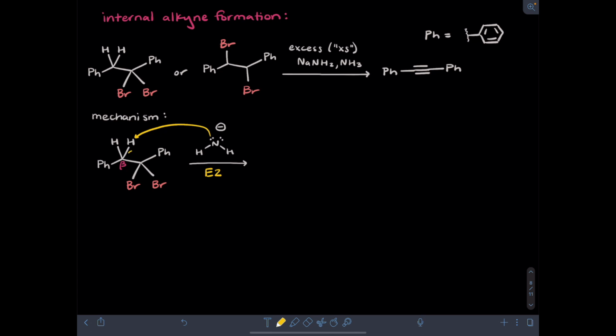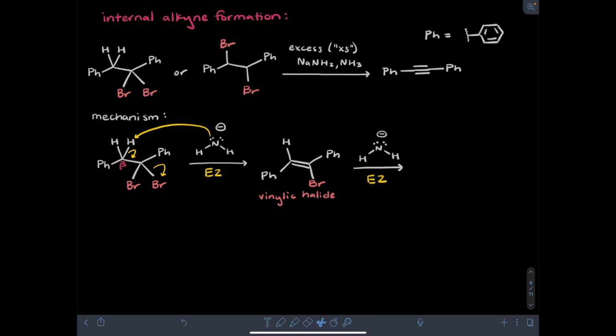I take the electrons from the CH bond to form an alkene, and I have a loss of one of the bromide leaving groups in the same step. After this elimination has taken place, I still have one hydrogen remaining on the beta position and one bromine remaining on the alpha position. This is known as a vinylic halide.